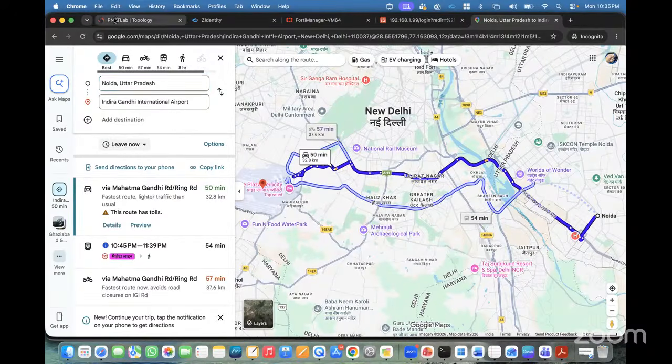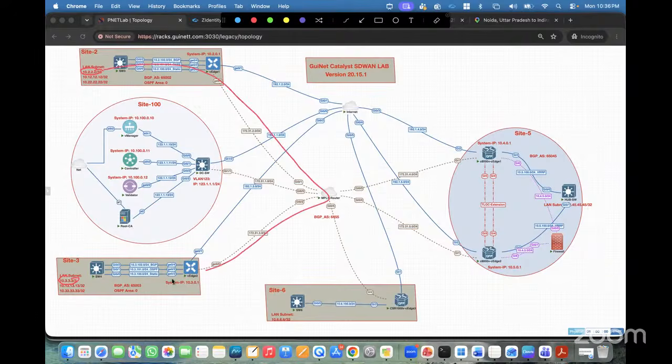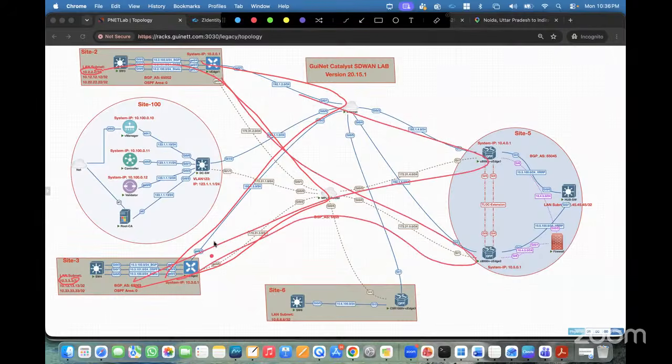Similarly, let's suppose you are in this subnet and you want to reach this subnet 10.3.3.3. How many paths do I have? I have this path also, and this path also. I can go via this as well as via this. So I have multiple paths, but which path will this router choose? This router will choose a path based on its metric and its AD value.